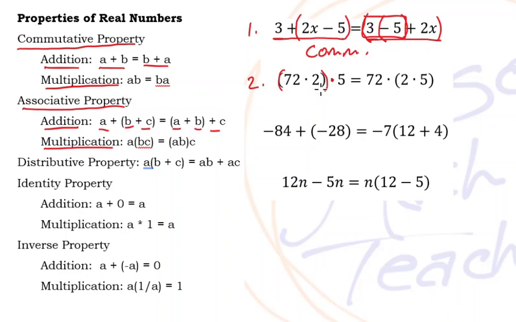What's changed is not the order of the numbers, 72, 2, and 5, 72, 2, and 5, but the order in which I'm multiplying them. In the first case, I'm multiplying the 72 and the 2 together first, the grouping symbols tell me. And in the second one, I'm multiplying the 2 and the 5 together first, according to the grouping symbols. So the associative property deals with the grouping symbols, how you group them together, not with the order in which they are presented to be multiplied or added. So this is the associative.